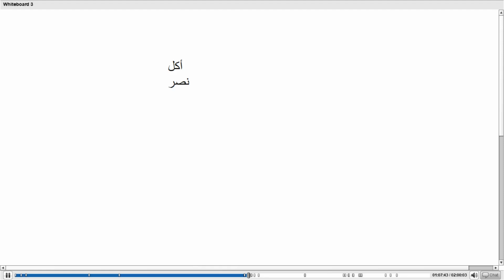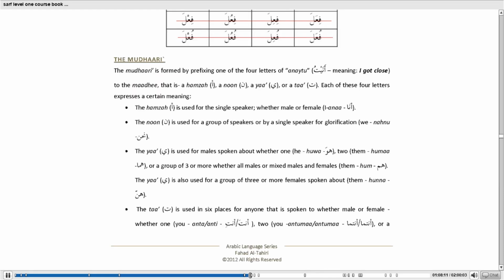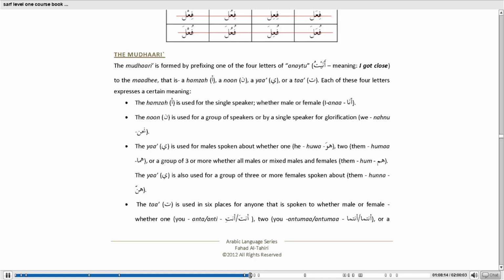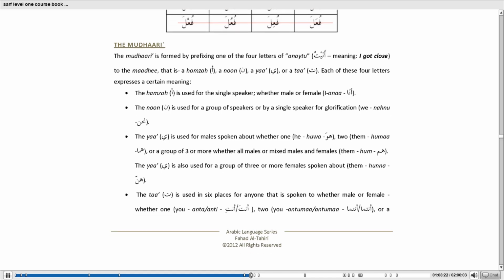And don't say that yana'a, for example, is a mudari' because it has a ya in the beginning. And don't say that ta'iba is a mudari' because it has a ta in the beginning. No. We only mean that those words are mudari' when they have one of those 4 letters added to their beginnings. Is that clear? That we'll know inshallah in the future levels.